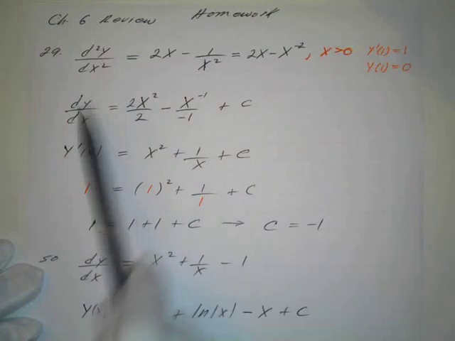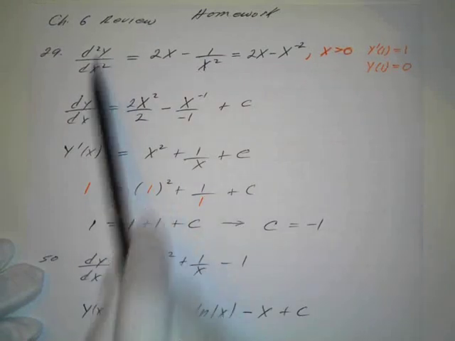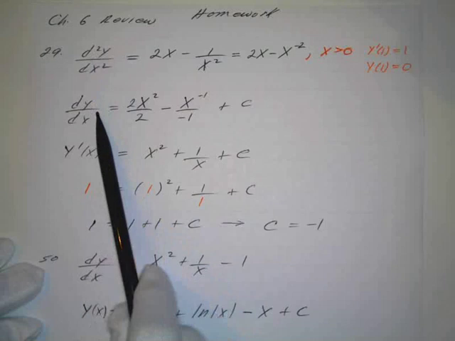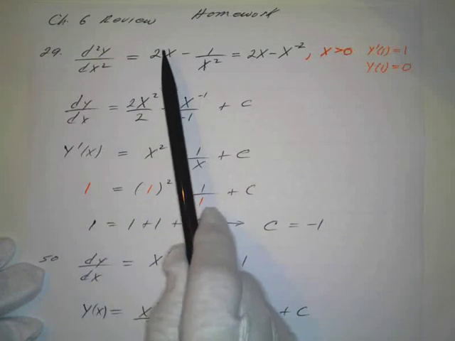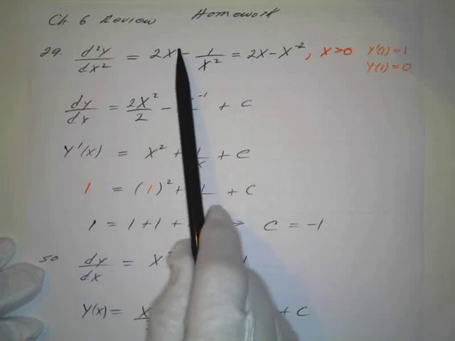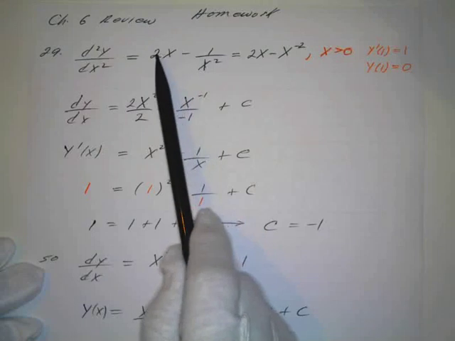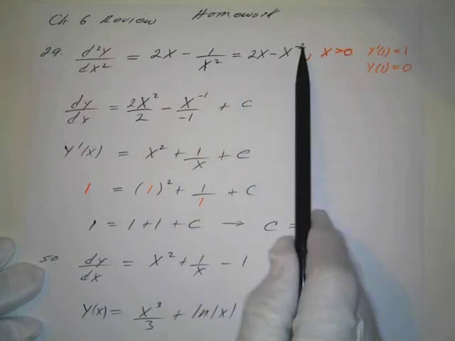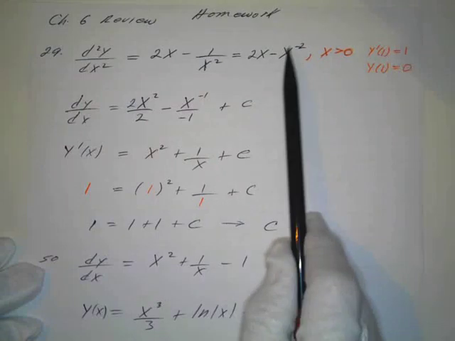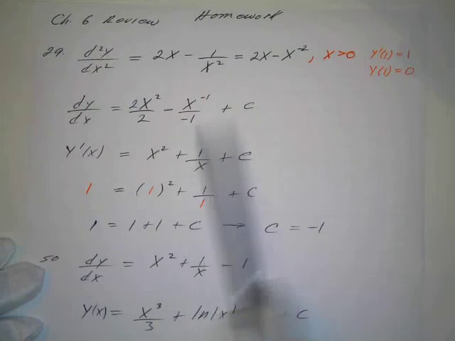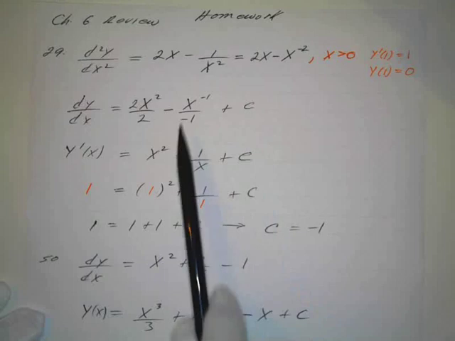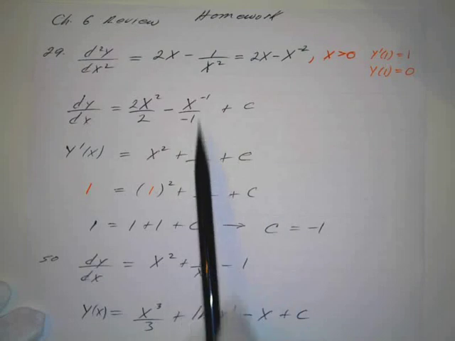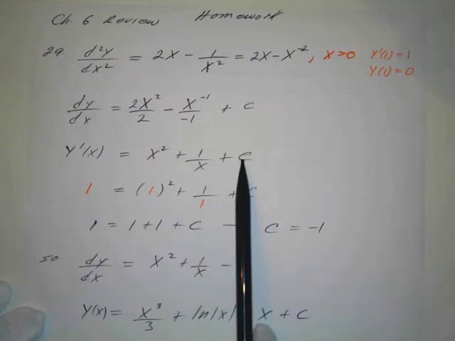First of all, I'll take the antiderivative of this, which is going to make the first derivative. So I'll go from the second derivative to the first derivative. Add 1 to the exponent and divide by that. So it's 2x squared divided by 2. And here I'll add 1 to the exponent and make that negative 1. So that would be negative x to the negative 1 divided by negative 1 plus c. Then I can make that a positive: 1 over x plus c.